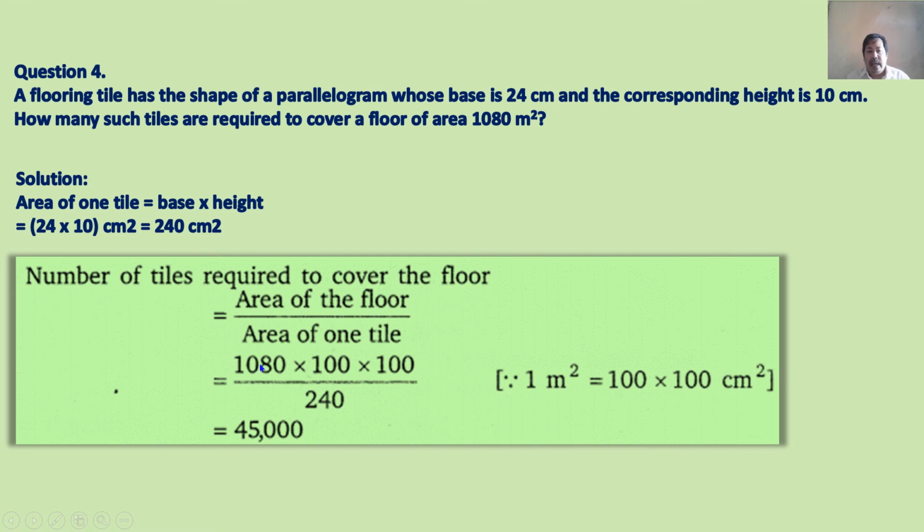Yes. Then the area of the floor is given in meters square. Therefore, we are going to convert this into centimeter square. If you convert into centimeter square, then you will get here 1080 into 100 into 100, because 100 centimeters equal to 1 meter, isn't it? So here 2 times the 100 should be multiplied, because 1 meter square is equal to 100 into 100 centimeters. Okay.